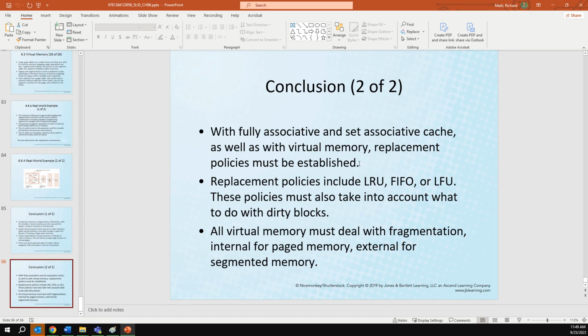So fully associative, you've got associative cache with virtual cache, and you've got these other policies that we learned: LRU, FIFO, LFU. So virtual memory has to deal with fragmentation, internal for paged memory, external for segmented memory.